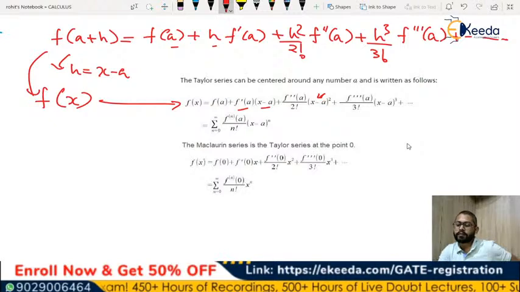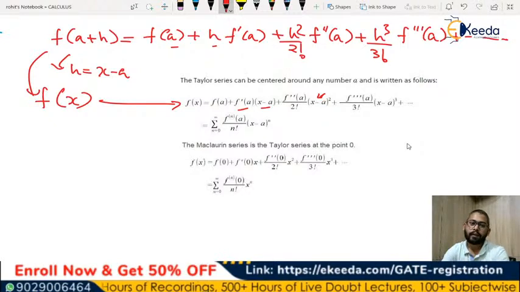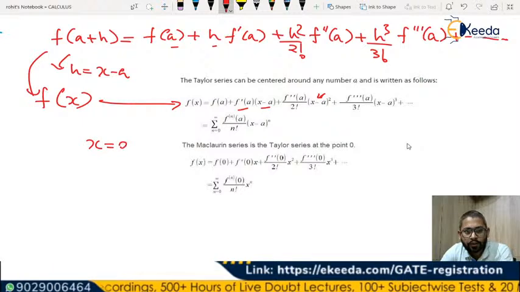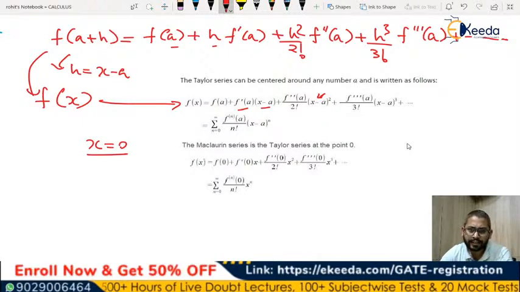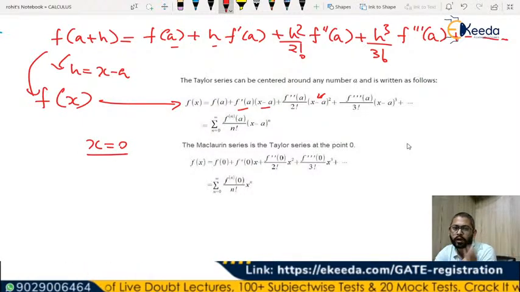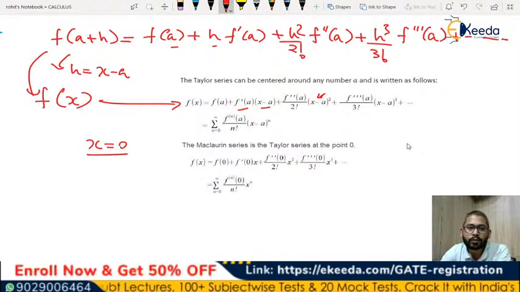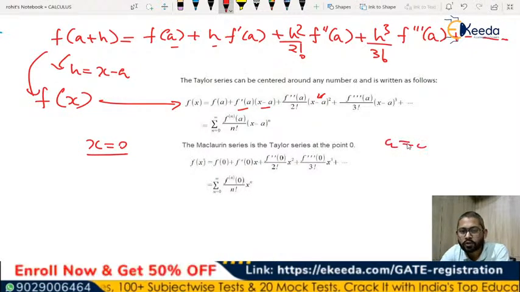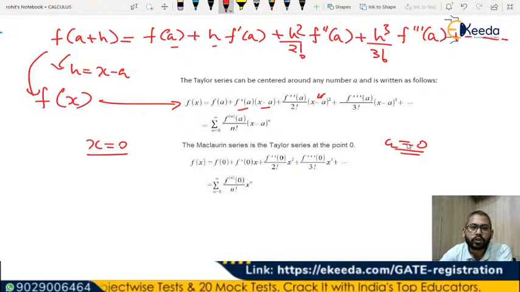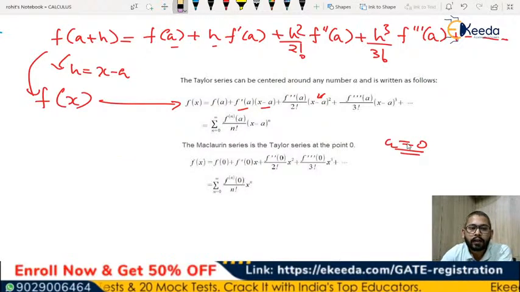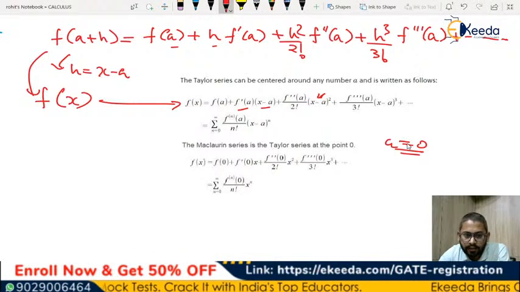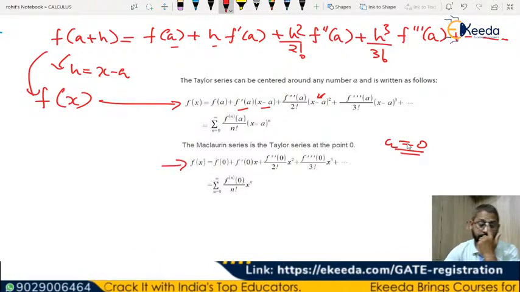So this is the expression for Taylor series, and when a becomes 0, this is the Taylor series expansion about the point x equal to 0. In that case, a equal to 0 case, what will you get? This function becomes like this, right? So this is Maclaurin series.